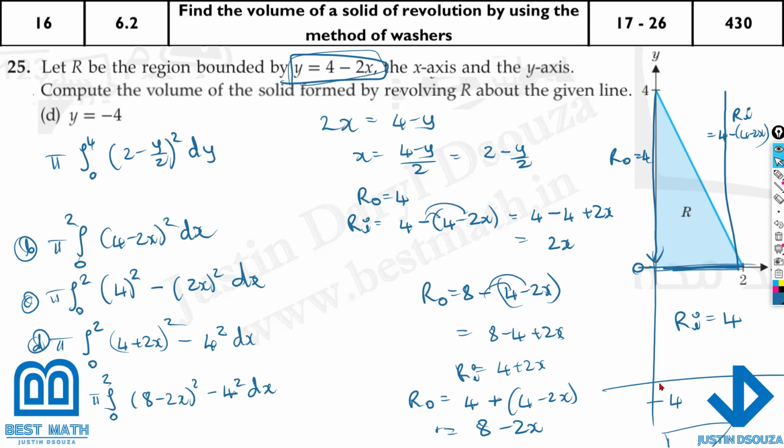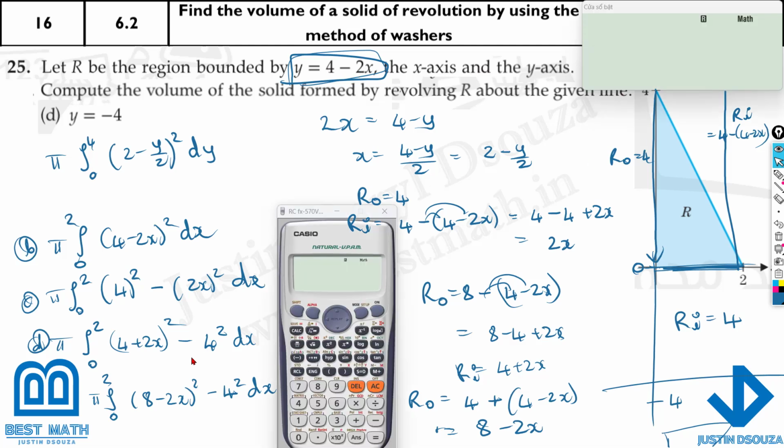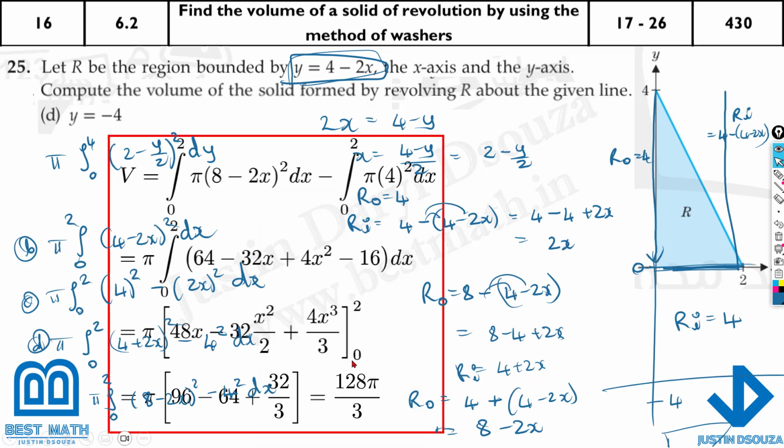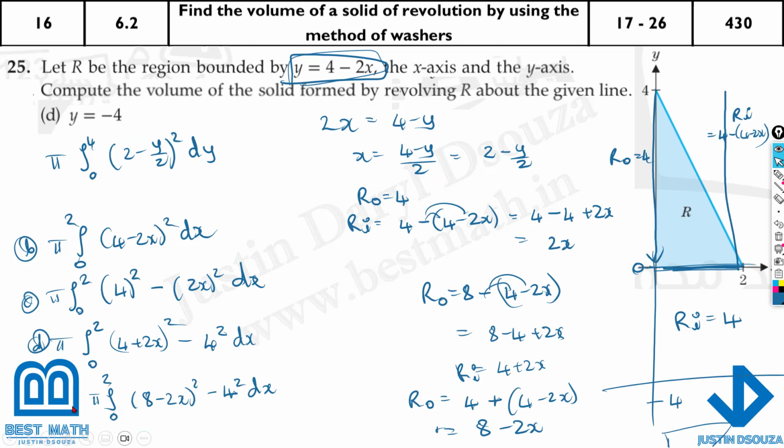Let's try both of these. Whether you take 8 total and then minus the equation, or you take this 4 and then add the equation, you should get the same thing as long as you're following the correct rules. So let me do it over here. Integral, first equation was 4 plus 2x, close the bracket and square it up, minus 4 square, that's the inner radius. And the limits are 0 to 2. What is the answer? It's 128 by 3. That will be 128 pi by 3. Yes, that's absolutely correct.